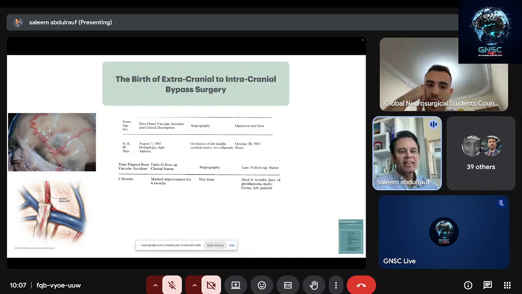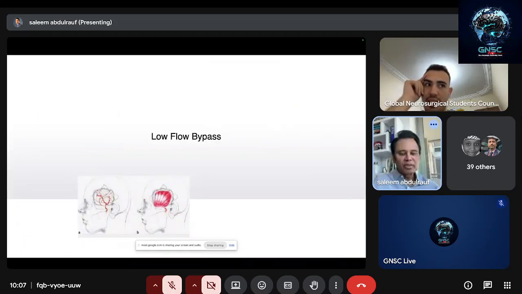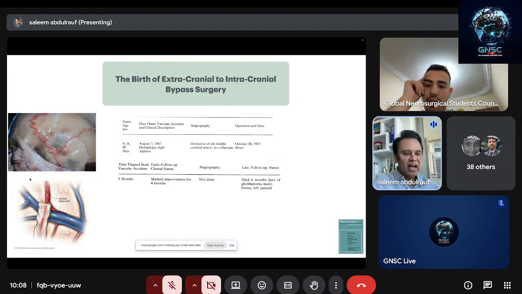This is just the beginning, the first stages in the cave for us in neurosurgery, using the early instruments in bypass. What Professor Yasargil did here is a big craniotomy, taking the superficial temporal artery and attaching it to the brain.